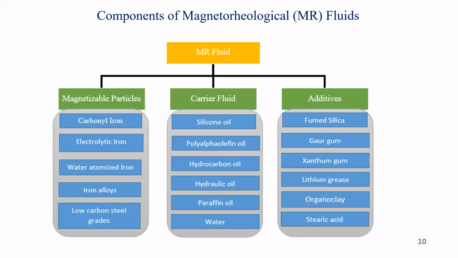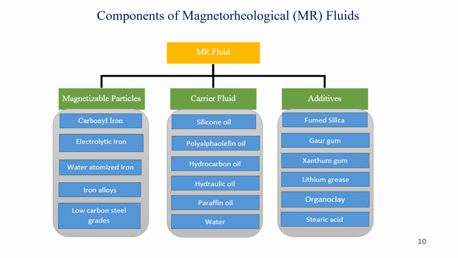We have made this kind of MR fluid in the lab. People are making this MR fluid. It is not a difficult task to make MR fluid. We need magnetizable particles like carbonyl iron, electrolytic iron, water atomized iron, iron alloys, and low carbon steel particles. Usually many researchers have used electrolytic iron or carbonyl iron. Because these are available very easily, we have purchased them from Pune vendors. Carbonyl iron particles, CIP, it is called. CIP is commonly available in the Indian market.